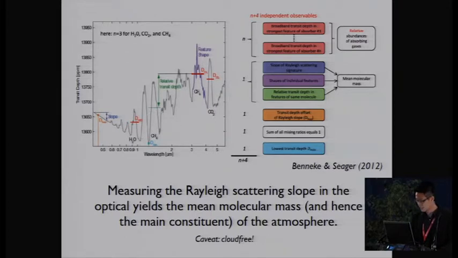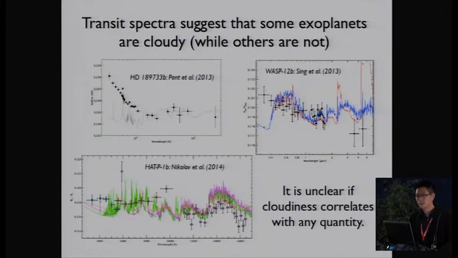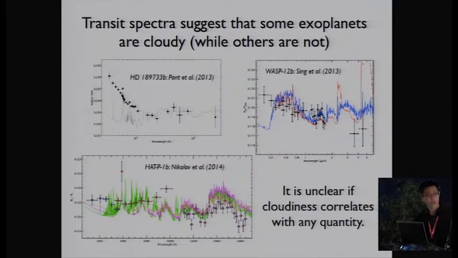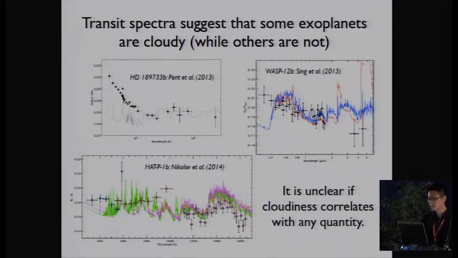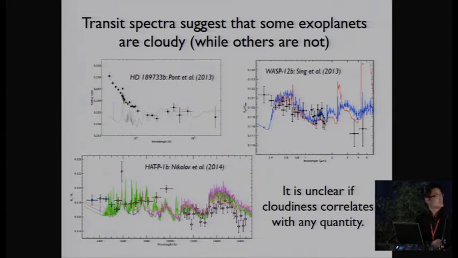So what does the reality actually look like? The reality is a little bit more complicated, because when you actually look at real transit spectra, it seems to suggest that many of these atmospheres are cloudy. The best example is HD 189733b, which seems to be characterized by a slope consistent with the presence of some kind of small condensate, small meaning radiatively small, and of some unknown chemistry. This seems to be the case for WASP-12b as well, and it's less clear what's happening for HAT-P-1b.